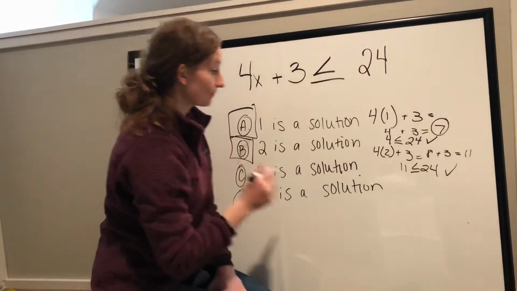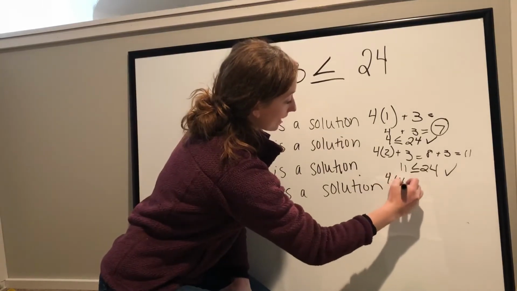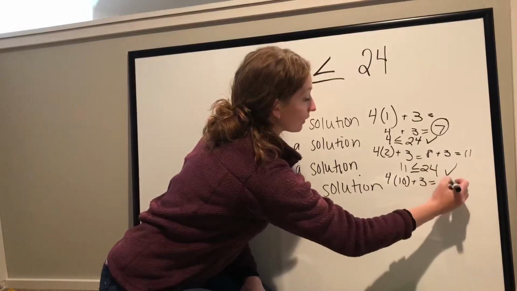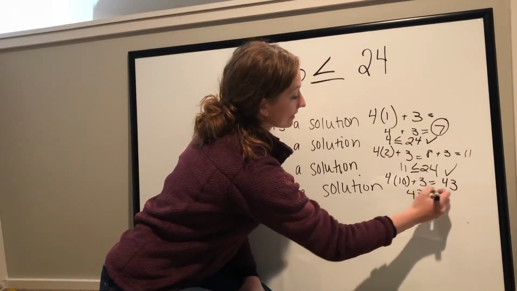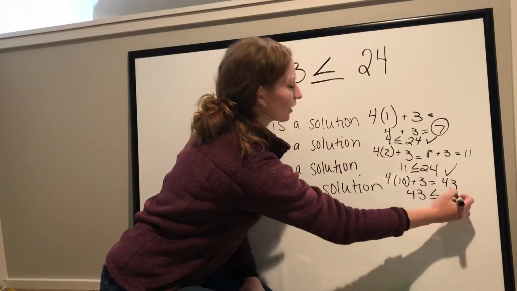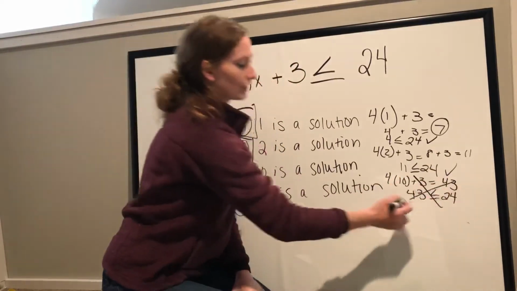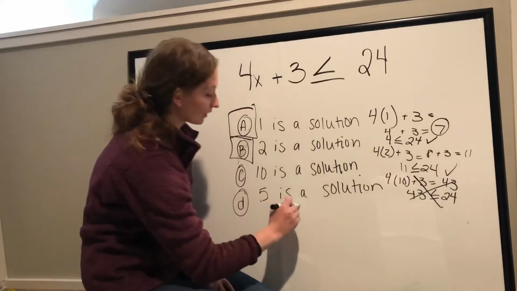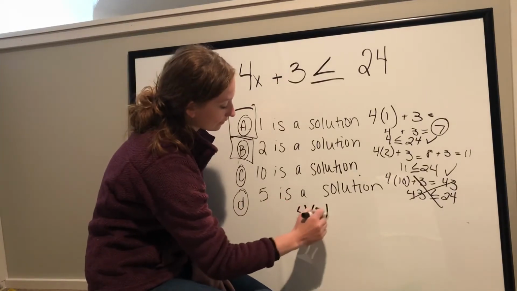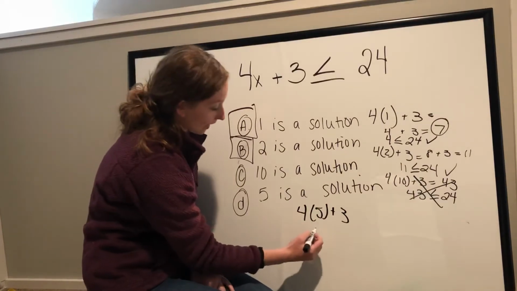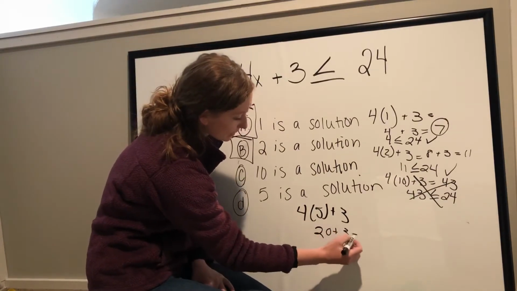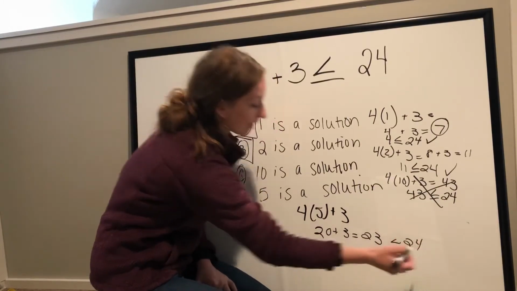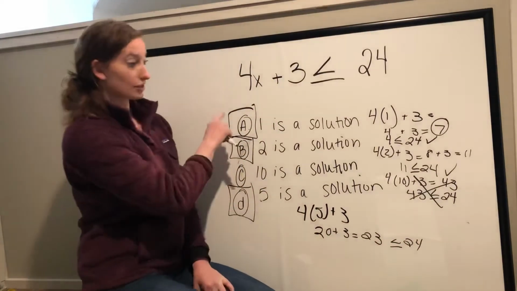Let's try 10. 4 times 10 plus 3. 4 times 10 is 40, plus 3 is 43. Is 43 less than or equal to 24? Is that true? No. So then I know 10 is not a solution. Let's try 5. 4 times 5 plus 3. 4 times 5 is 20, plus 3 is 23. Is 23 less than or equal to 24? Yes, it is. So D is an answer as well.